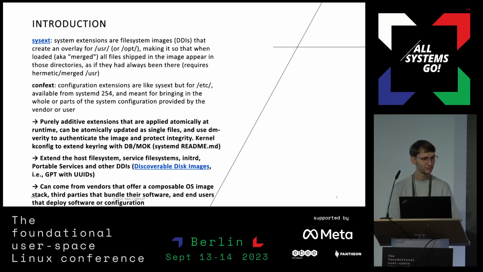Also, we support it for the initrd. I think Leonard mentioned this earlier. You can drop a sysext into the ESP, and then systemd-stub will pick it up, pass it over, and it will be used to extend the initrd. Again, with the same verification, with the same dm-verity chain of trust, which is the fundamental thing. And as I already mentioned, this can come from different suppliers, either the OS vendor, or third parties, or even end users.